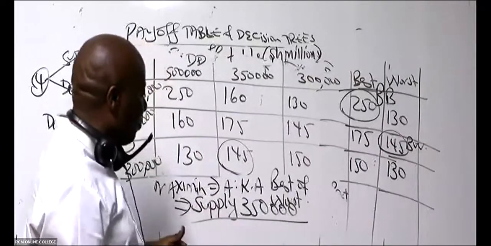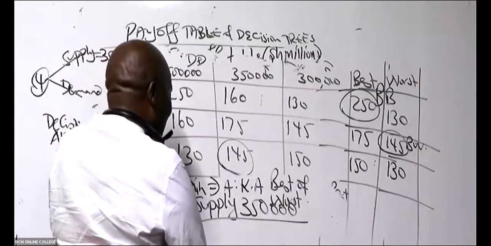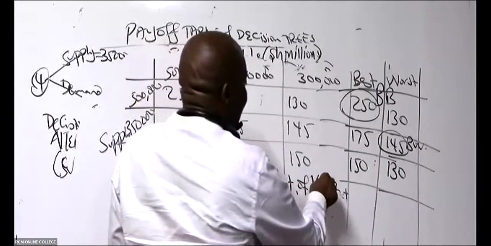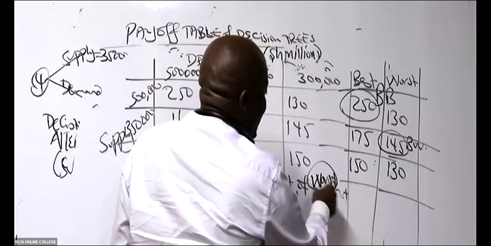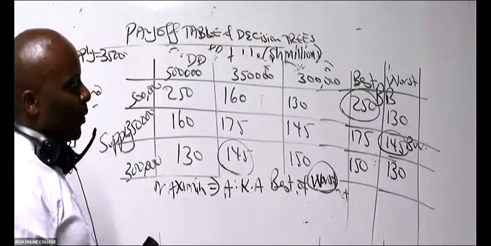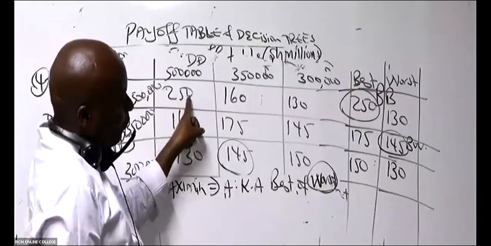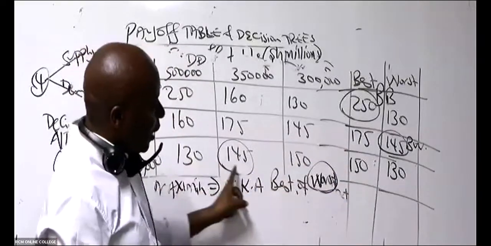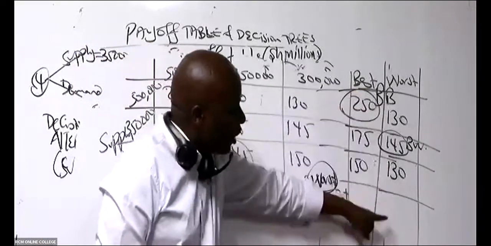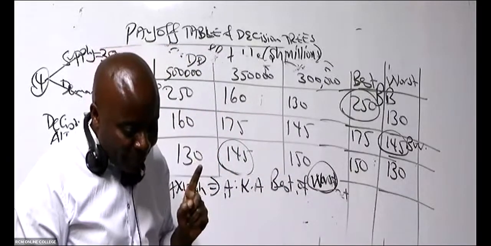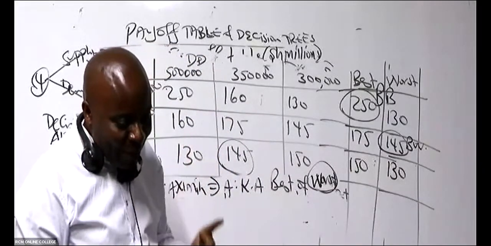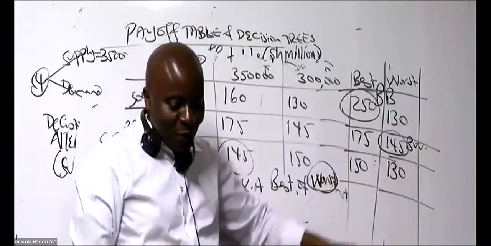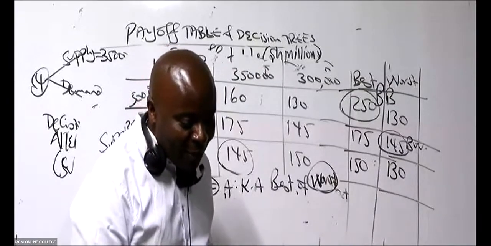Somebody wants me to repeat. Remember, the moment you see max mini, max mini means what? Best of the worst. And remember, for the best of the worst, you start with the worst. The worst is the lowest profit. So the worst here was 130. The worst here was 145. The worst here was 130. Among the three, which one is the best of the worst? 145.